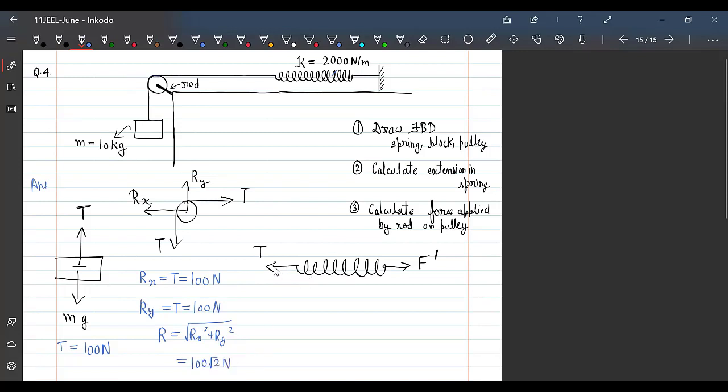And इधर टेंशन लग रहा है लेफ्ट डायरेक्शन में, इधर फोर्स लग रहा है राइट डायरेक्शन में. स्प्रिंग फोर्स का जो मैग्नीट्यूड होगा, that will be equal to kx. So tension will be equal to mod of the spring force, that will be equal to kx. x will be tension की value है 100 Newton, whole thing divided by k, that is 2000. So 1 by 20 meter, that is again 5 centimeter.